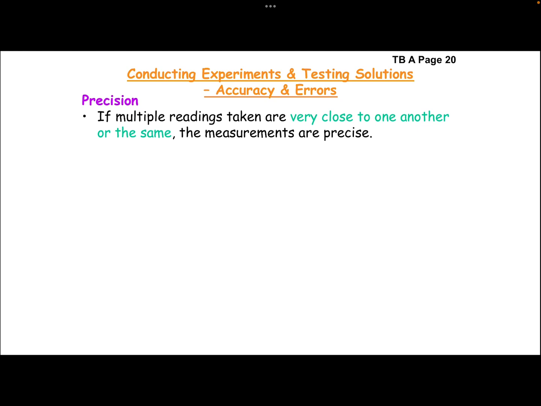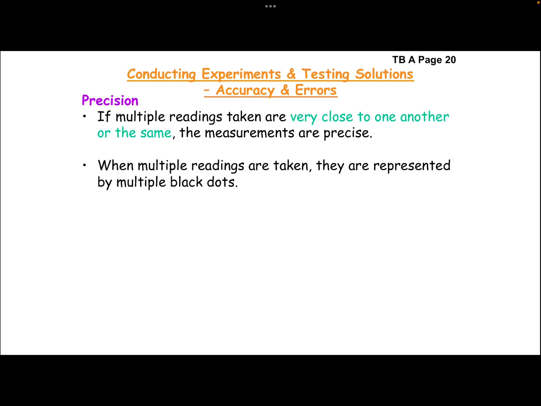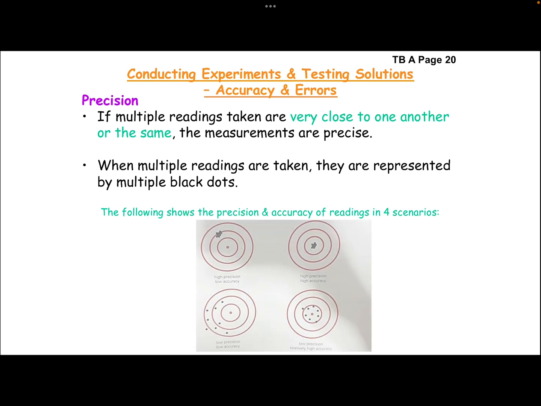What is precision? Precision, some people thought precision is the same as accuracy, which is not true. Okay. Precision means that if we take multiple readings, the readings are very close to one another or even the same, then the measurements are precise. I will give you examples very shortly. So when multiple readings are taken, they are represented by multiple black dots.